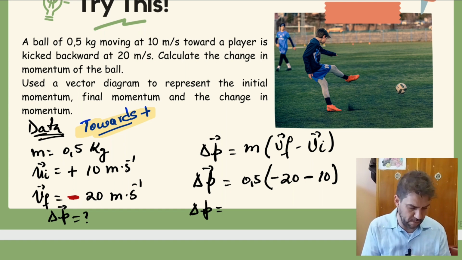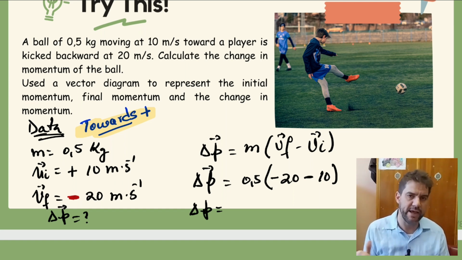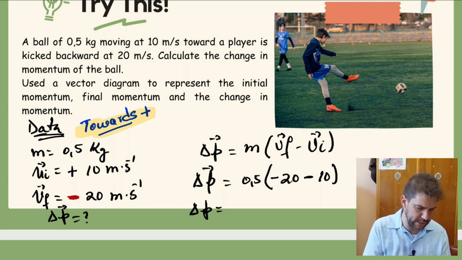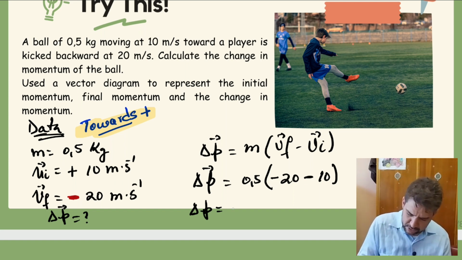This is 0.5. When I type in the calculator, I type exactly in the same way as I have the substitution, so I don't make mistakes. So it's minus 20 minus 10, and then I'll get that this one is minus 15. So minus 15 kilogram meters per second.